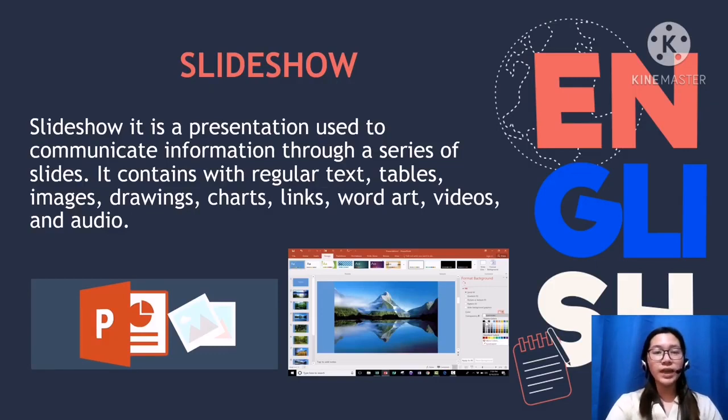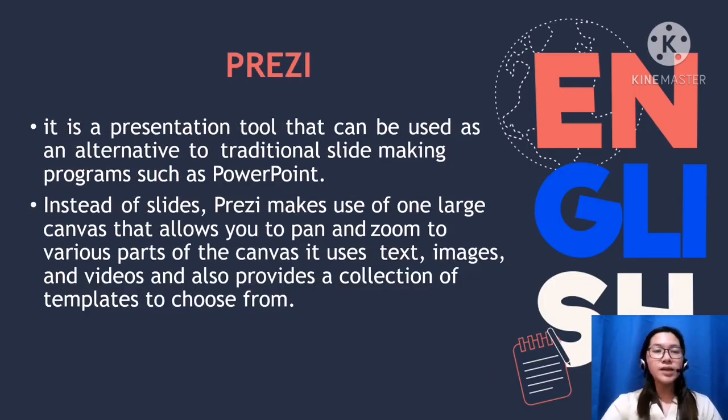Next one is Prezi. Prezi is a presentation tool that can be used as an alternative to traditional slide-making programs such as PowerPoint. Instead of slides, Prezi makes use of one large canvas that allows you to pan and zoom to various parts of the canvas. It uses text, images, and videos, and also provides a collection of templates to choose from. So this is an example of Prezi.